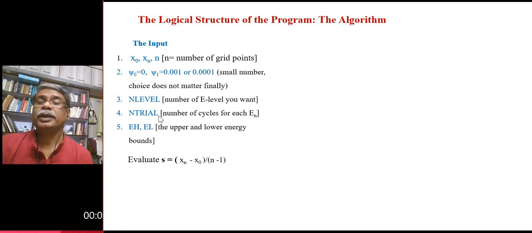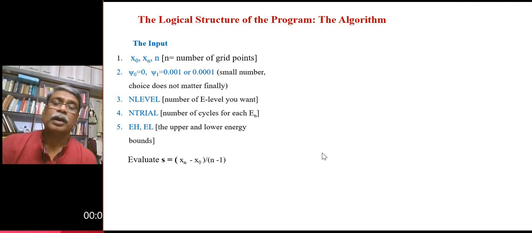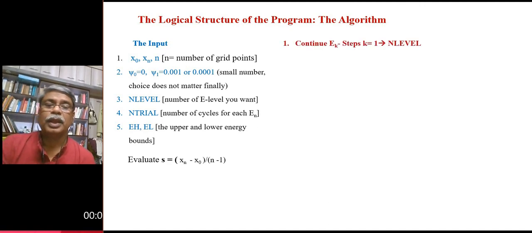Then after getting x0 and xn, we can evaluate the interval s, so xn minus x0 by n minus 1. So the input and the evaluation of s is good enough. Now the main computation part.